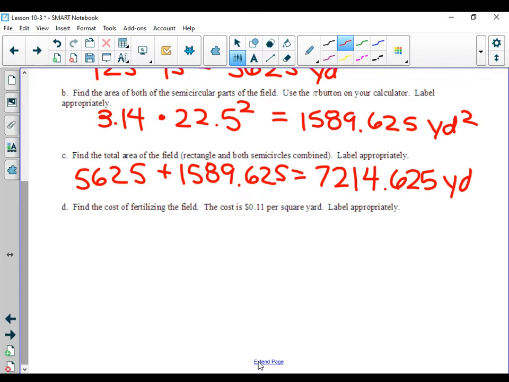$7,214.625. How'd I do? Yes? I just got 7,214. You're on two. Did you round at some point? No. Well, there's gonna have to be a decimal because I have a decimal right here.